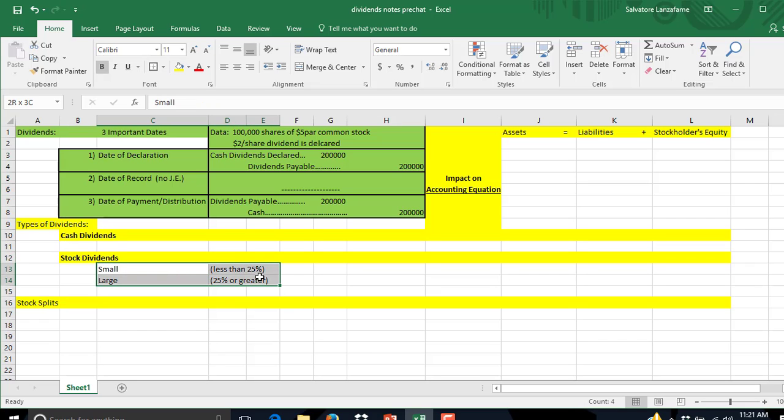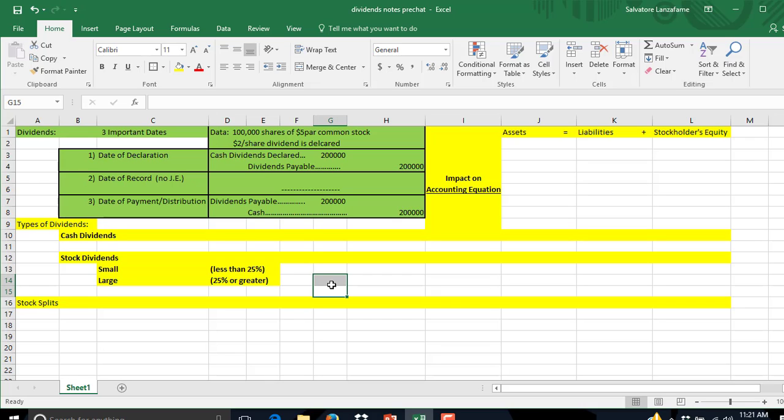there are two types of stock dividends, small and large. And a small stock dividend is typically less than 25%. Some corporations look at it as less than 20 to 25. They have a little range there, but it's just easier if we remember one number. So less than 25%. A large stock dividend would be 25% or greater.